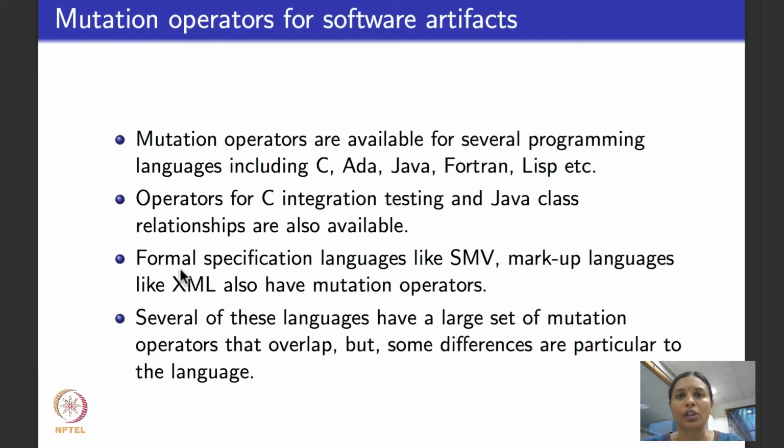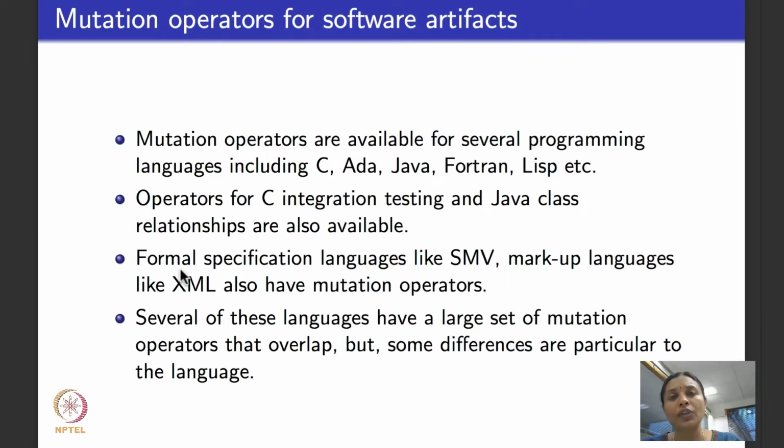How are these mutation operators obtained? How are these statements mutated? These statements are mutated by using an underlying set of mutation operators that are available for several different programming languages. So the focus of this course is to understand mutation operators. As I have been telling you, mutation operators are available for many programming languages like C, Java, Ada, Fortran, Lisp, and so on. They are available for integration testing of C, which focuses purely on procedures calling each other. They are available for integration testing of Java, which focuses on class integration testing, methods calling each other, and so on, which we will also see.